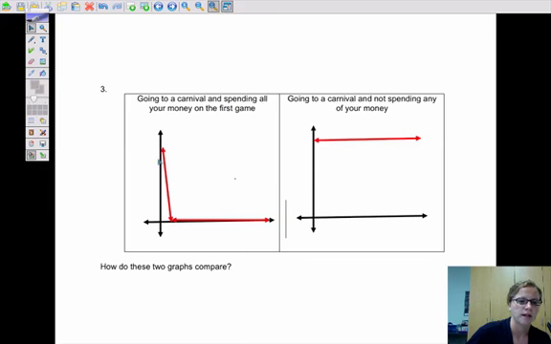And this one is not linear. I hope that came up. This one is linear because it has a slope of 0. This one has a negative slope and then a slope of 0, and we can't have two slopes. They are both functions, however.